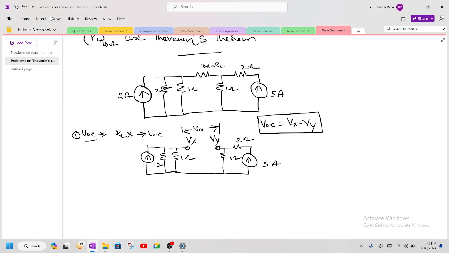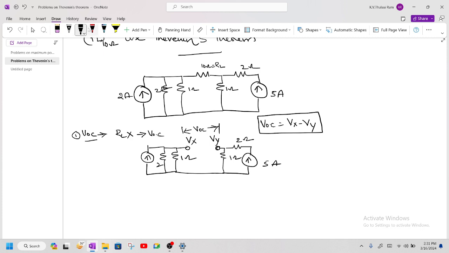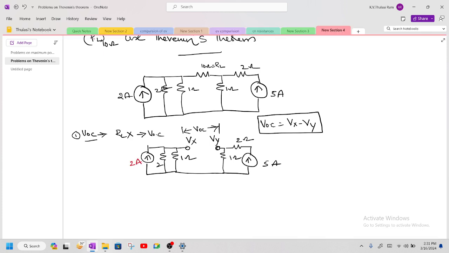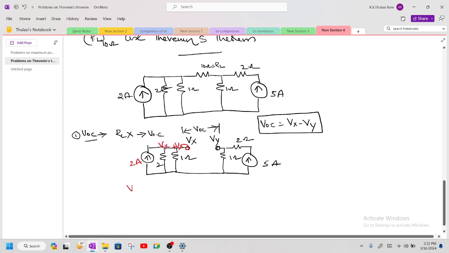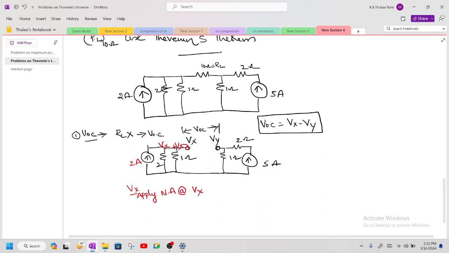Now in this branch, 2 amperes current is entering. I am marking this. The voltage at this point is also the same voltage, which is nothing but Vx, and this is also voltage Vx. So in order to find Vx, apply nodal analysis at node Vx. So how to apply the nodal analysis?